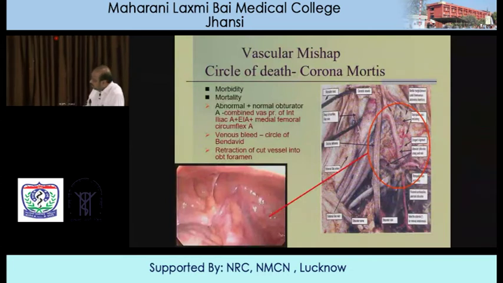See what we are damaging if you're damaging out here? What's this? The abnormal or the accessory obturator. And I just now told you, the moment you damage this vessel, see how thick it is. See the diameter of this vessel. You may have a very thin obturator, and most of the time it is the accessory obturator, a very thick vessel.